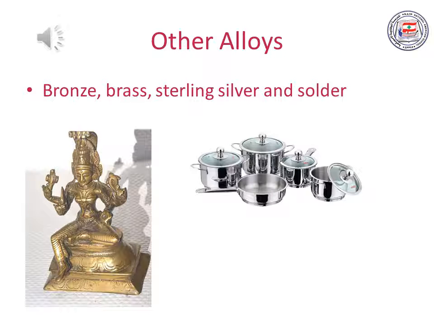Other alloys. Bronze, brass, sterling silver, and cedar are just a few examples of other kinds of alloys. Alloys are used to make items ranging from plumbing materials and sprinkler systems to tableware and doorknobs.